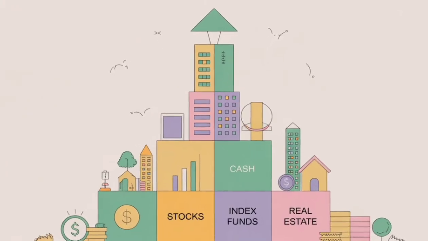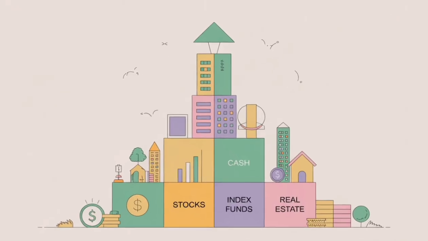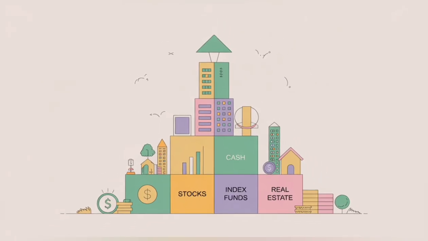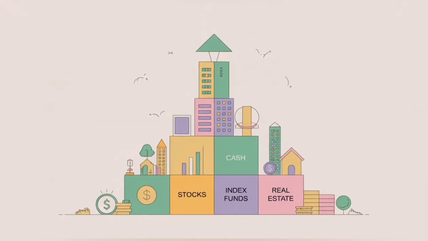Markets go down, sometimes sharply, sometimes for years. The difference is you're diversified, you're not tied to one failure, you're aligned with long-term growth. If you panic sell index funds during downturns, you lose the advantage. Time is the price of admission.